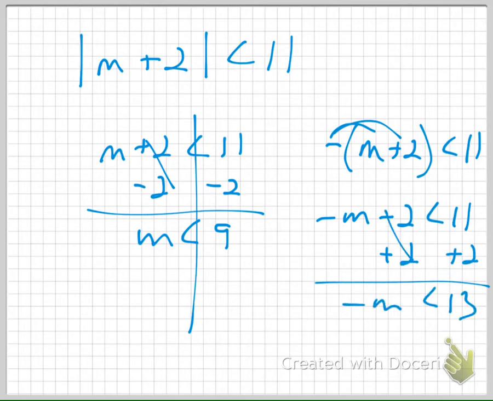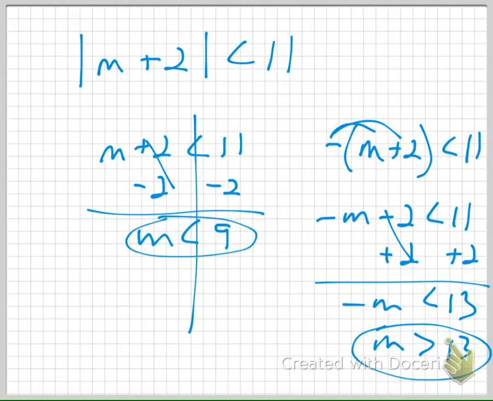I have a negative m. What do I do now? I have to multiply by negative 1, which means that I'm going to do what to everything? Flip everything, including the sign. m is greater than negative 13. Thank you.